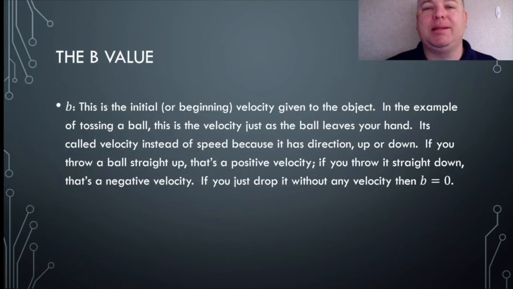The b value is the initial or beginning velocity when it starts its motion. The moment you toss a ball and it leaves your hand, the speed or velocity it was going at that instant is the initial velocity. We call it velocity because it has a sign. It can be positive or negative. Positive means up and negative means down. If you drop an object, you just let it go, release it, its initial velocity is 0.